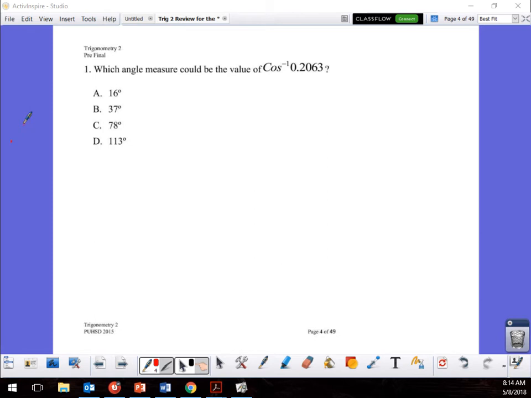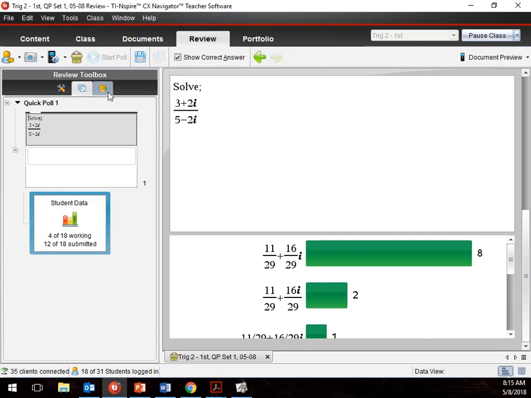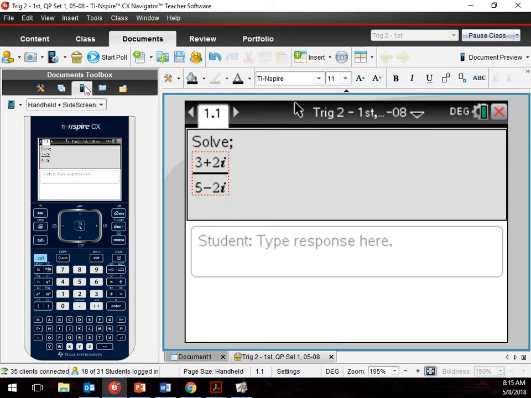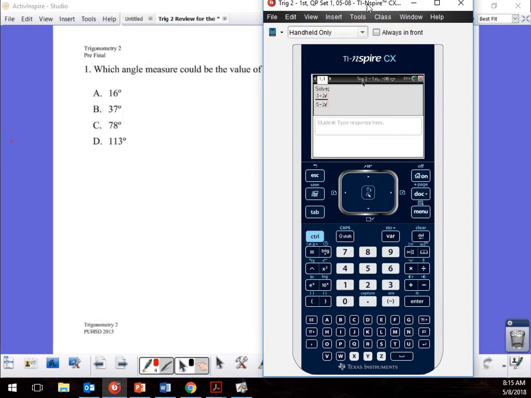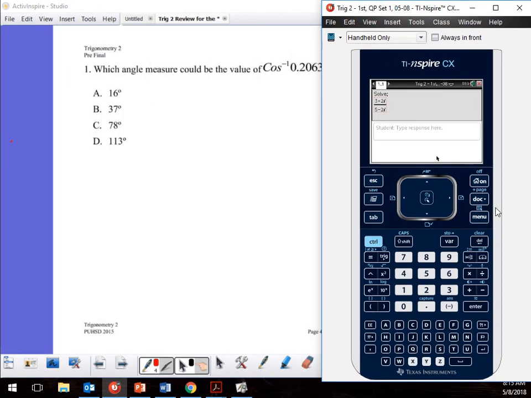So please, someone right now, calculator that. What is it? 0.2063. Is it 78? 78. Okay. Let me see if I can pull this up too. Do we need to change it from rectangular back to real? So, trig inverse cosine of 0.2063.